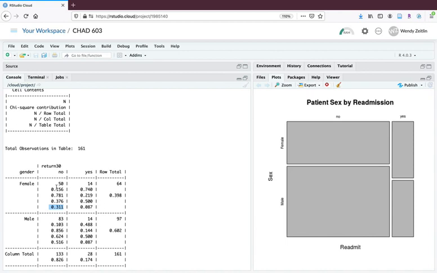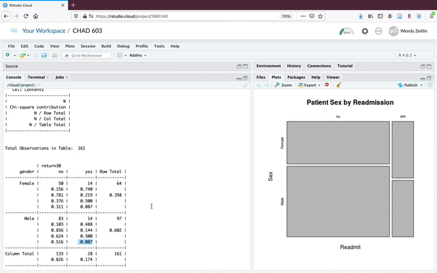31.1% of our sample were women who did not return. 8.7% of our sample were women who were readmitted. Now this is interesting. Just over half of our total sample were men who were not readmitted. And again, 8.7% of our sample were men who were readmitted. So that's how you read these tables.